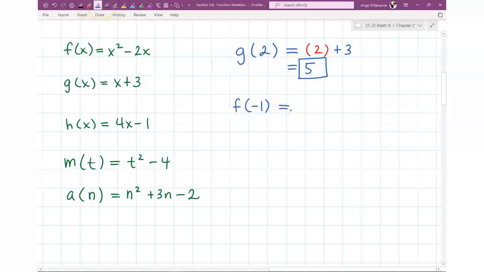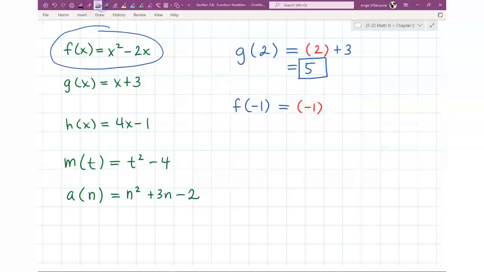Well, f of negative 1, I'm going to use this equation right here. Okay? So I would just plug in a negative 1 everywhere I see x. So it would look like this. Negative 1 squared minus 2 times negative 1. Okay? So negative 1 squared, that's 1. Negative 2 times negative 1, that's a positive 2. So my answer is 3.